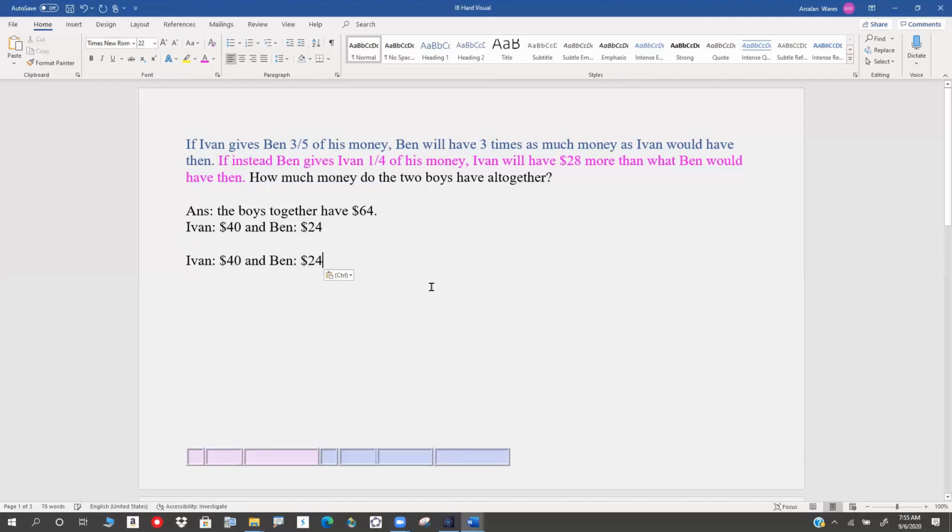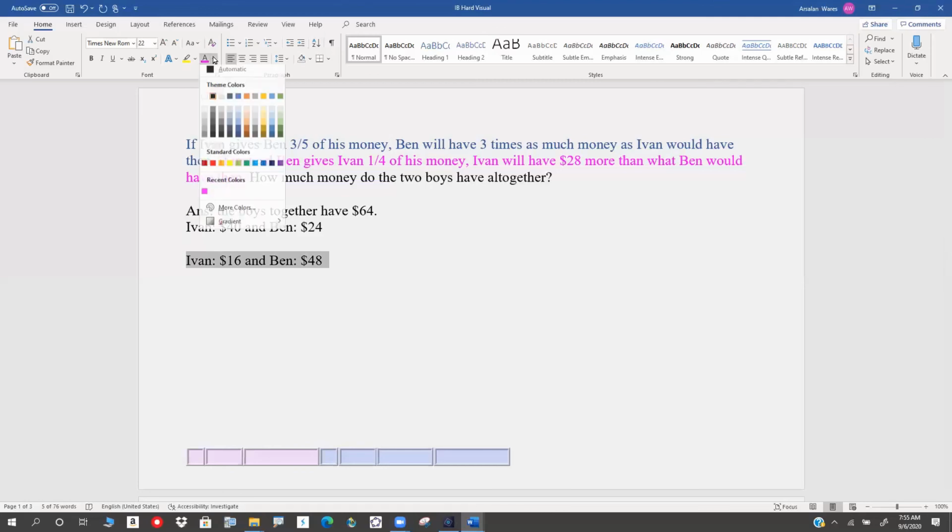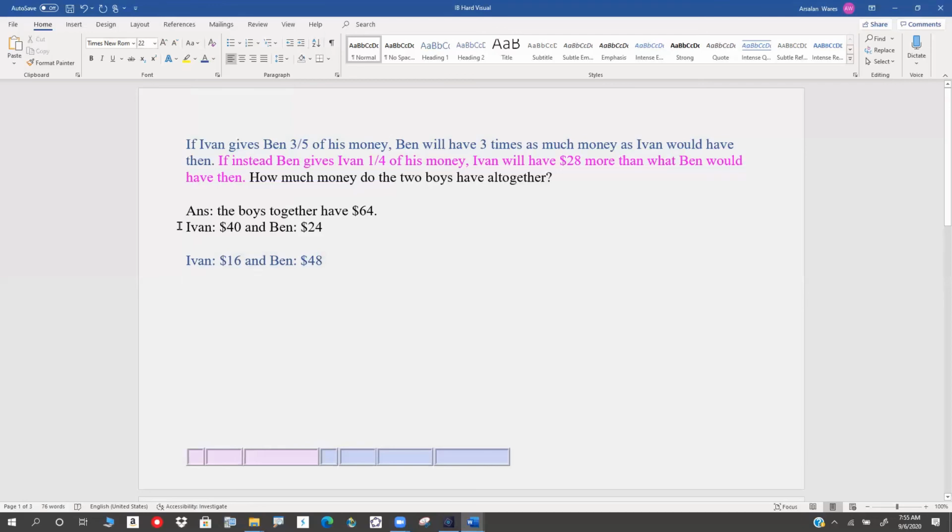Ben will have $24 plus $24, which is $48. And Ivan will have $16. I'm going to turn it blue, consistent with the blue color of the very first sentence. Take a look. 48 is 3 times 16. So at least our answer is consistent with the blue statement. Now let's go back to the original black statement and make sure it's also consistent with the pink statement.